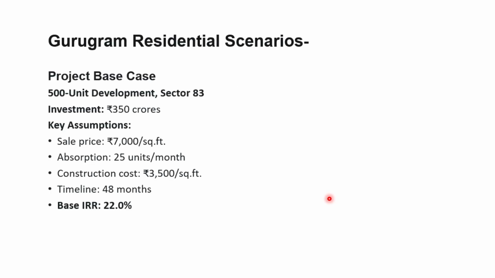Then we go to the Gurgaon residential scenario. Our 500 unit development is in Sector 83. The 350 crore investment is there. Key assumptions: 7,000 per square foot sale price, then 25 units per month absorption, construction cost of 3,500 per square foot, and timeline is 48 months. Base IRR is 22%. Now, let's see the scenario results.